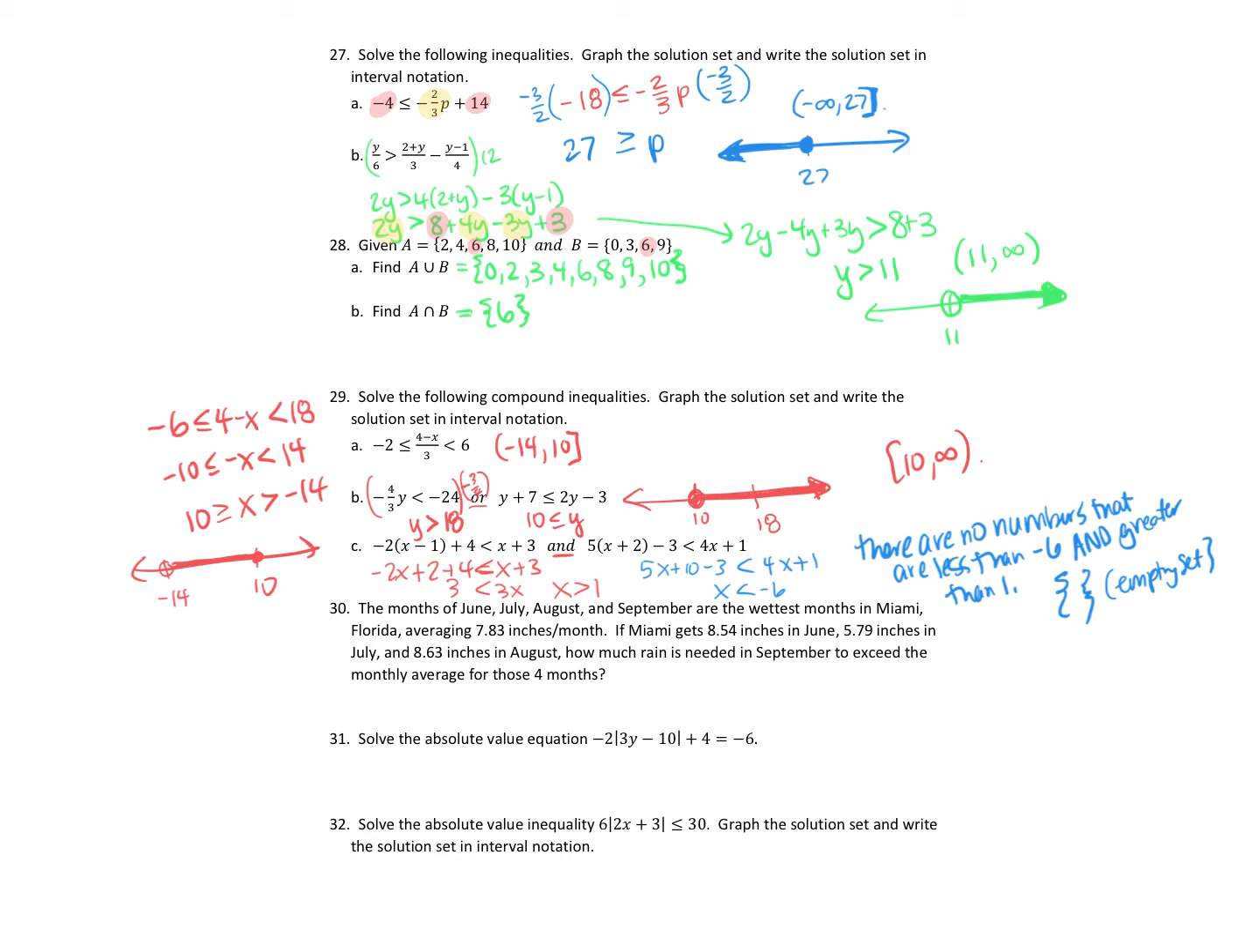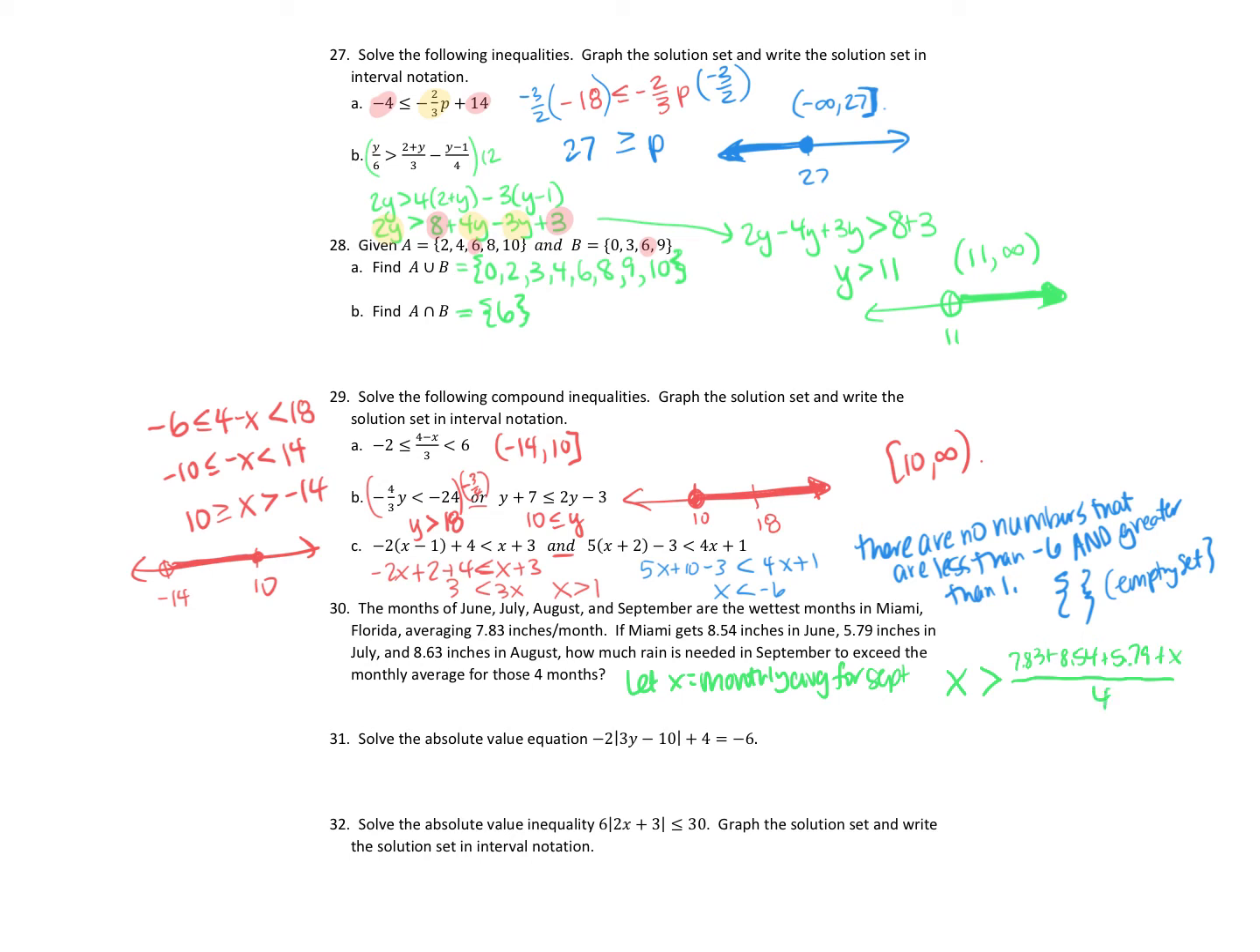Okay, so what I want is, let's let x be the monthly average for September. So I want the monthly average for September to be greater than the average. So 7.83 plus 8.54 plus 5.79 plus x, over 4.